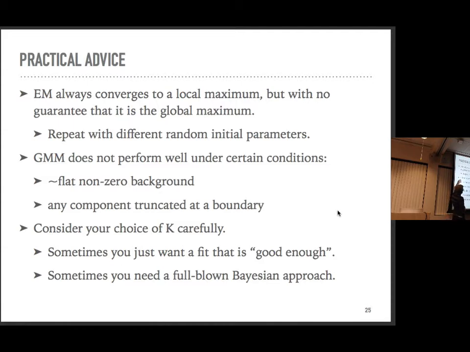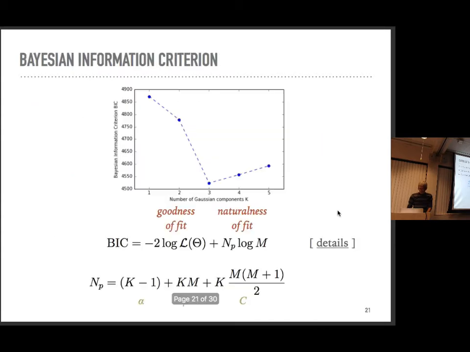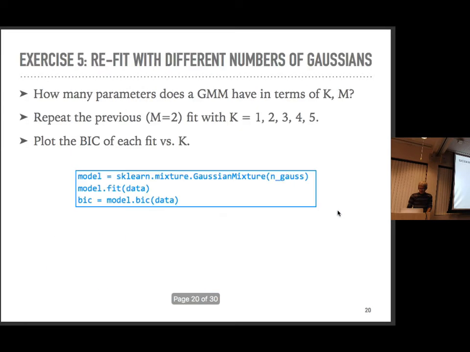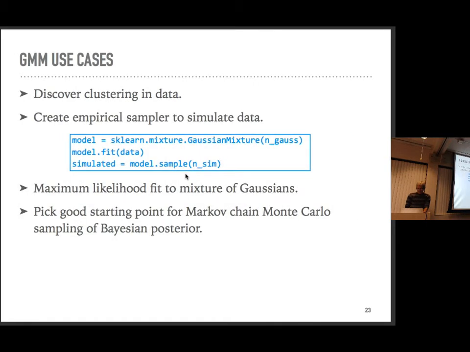The Gaussian mixture model does not perform well under certain conditions. One of those is if you have a flat, non-zero background. And that's actually the case here, right? So we have some sky here. We have some sky here. It's very hard to model that flat background with a Gaussian. You can imagine a Gaussian that's so wide that it extends and covers this whole region. But then you run into this problem here, that it's truncated by the edges. You run into this problem, right? So that wide Gaussian would be truncated at the edges, and so it would end up using lots of small Gaussians to try and accommodate it.